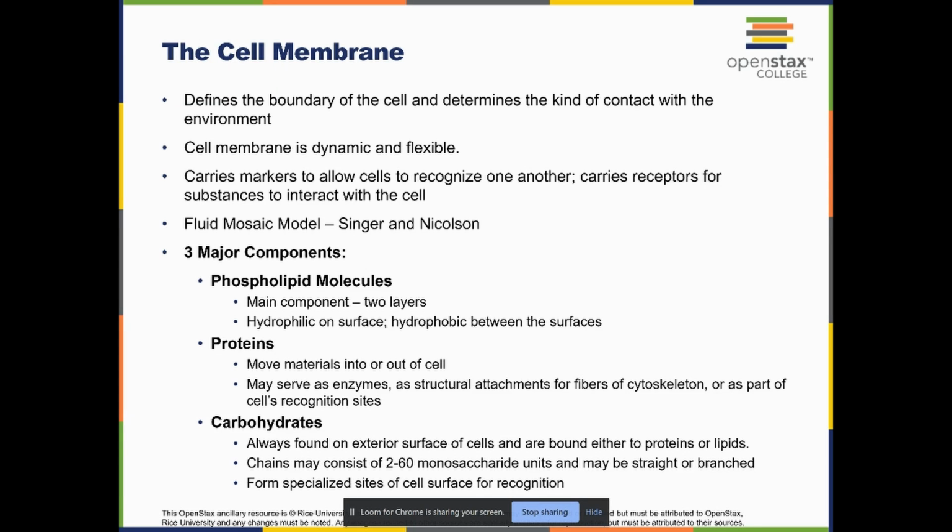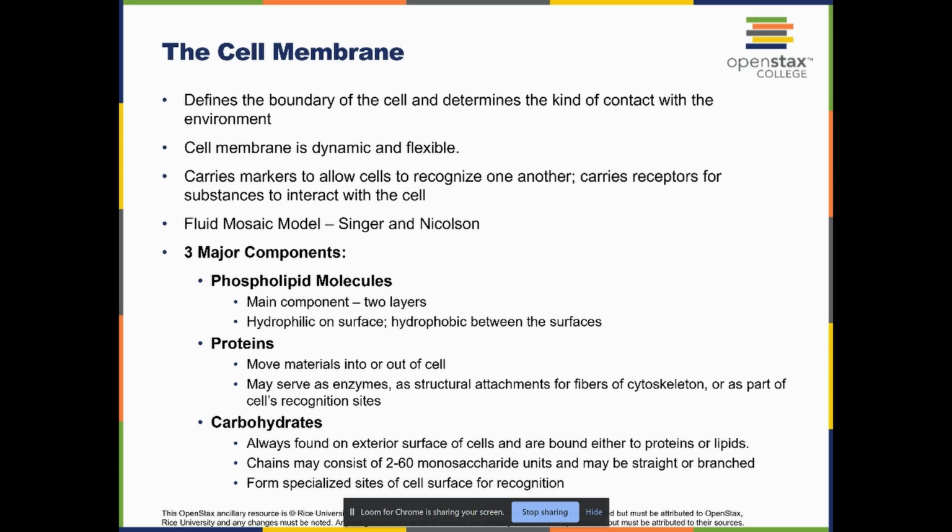Today we're going to be looking at the cell membrane. And the cell membrane defines the boundary of the cell and determines the kind of contact that the cell has with its environment. Remember that the cell membrane is dynamic and flexible. We have this fluid mosaic model. It's made up mostly of phospholipid molecules, two layers, so we call it the phospholipid bilayer.